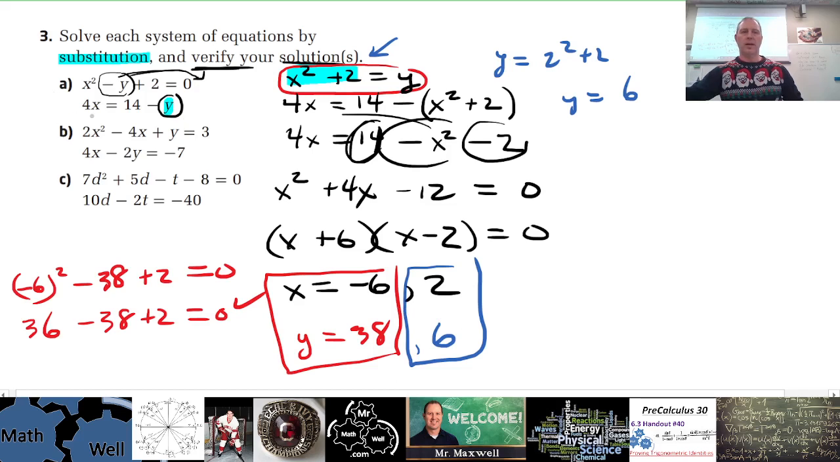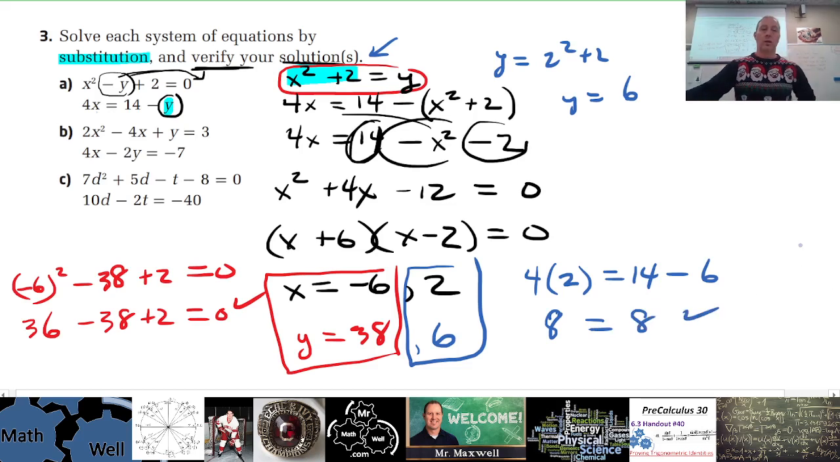So y is 6 here when x is positive 2. So let's verify. I'll use a second equation here. It doesn't matter which one you use, but I'll put 2 in for the x and 6 in for the y. So 8 equals 14 minus 6, which is 8. That's true. Okay.